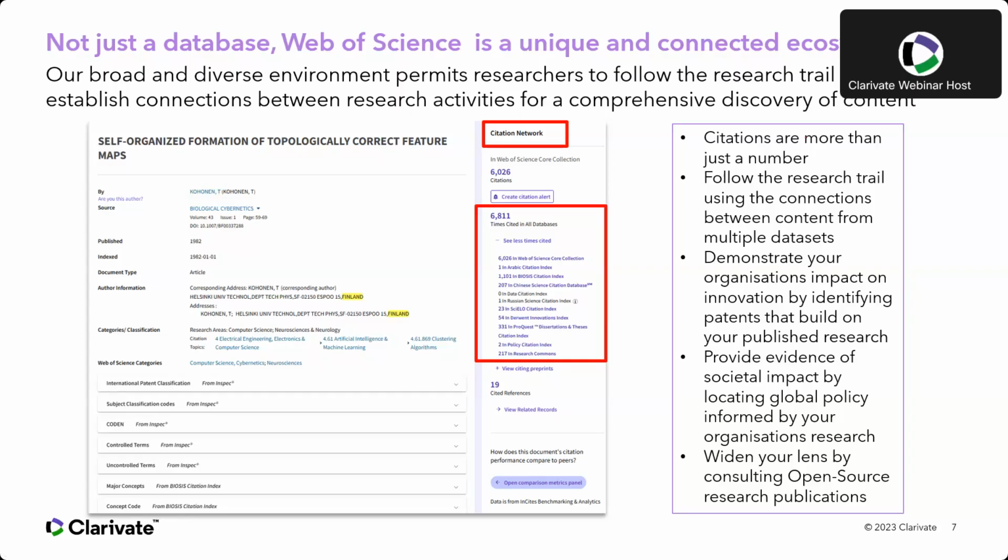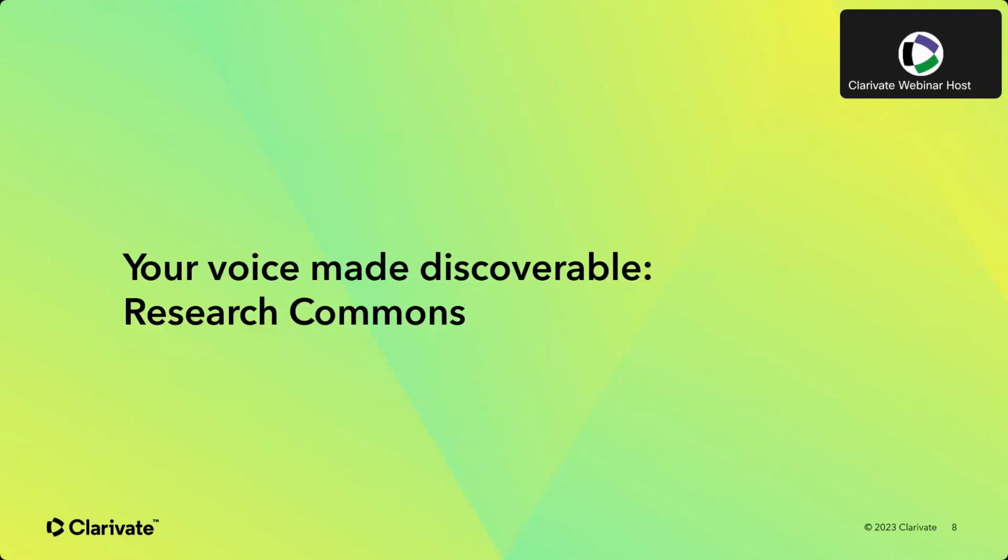Now, what we want to do with citation from research comments is obviously also widen your lens by looking at open source research publications. So when we look at Research Commons, which is the new database, the most recently launched database in the Web of Science, I want to give you a few numbers to characterize a little bit the content that comes with this database.